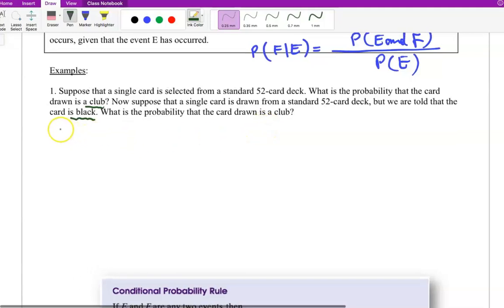So first, the first part is how many we have in total for club. We have 13, and how many cards we have in the sample space is 52. So that is equal to 1/4.